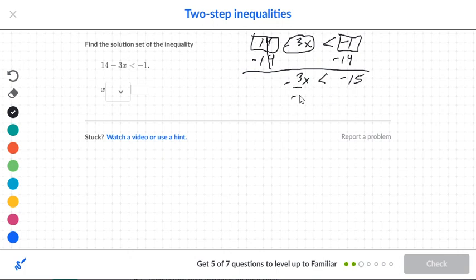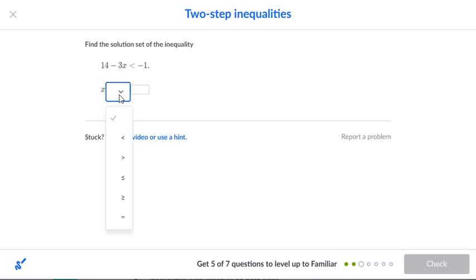Notice that the letter is negative. If the letter's negative, when you divide, you're going to have to turn the sign the other direction. So negative 15 divided by negative 3 would be a positive 5. So we want x to be better than 5. So x needs to be better than 5.